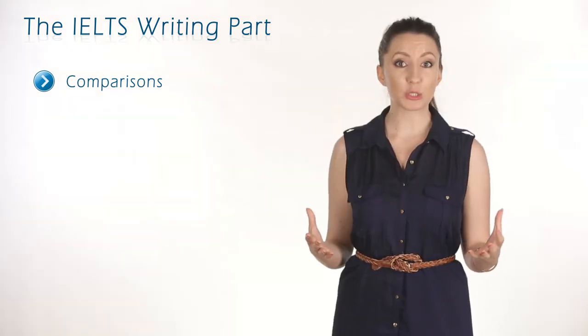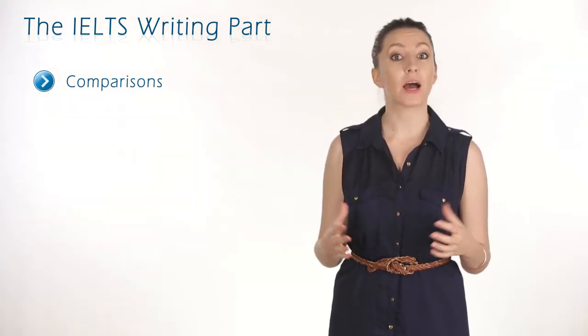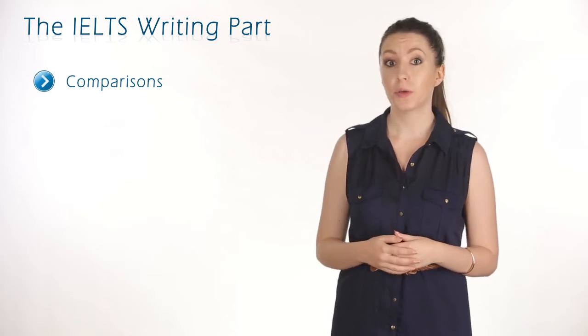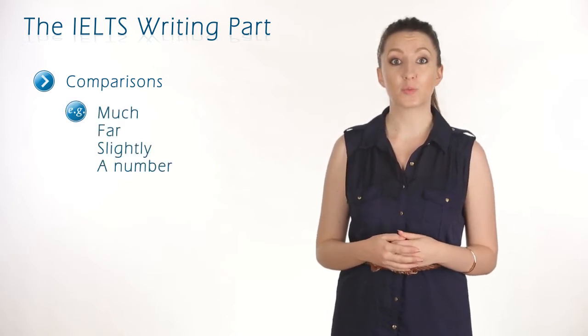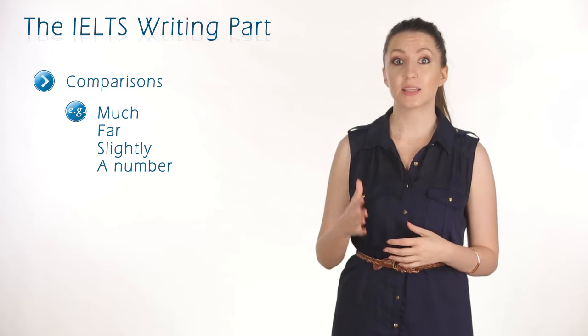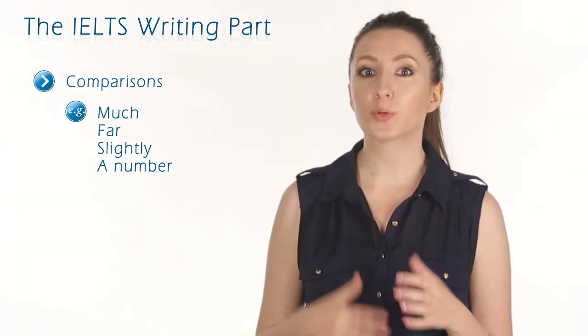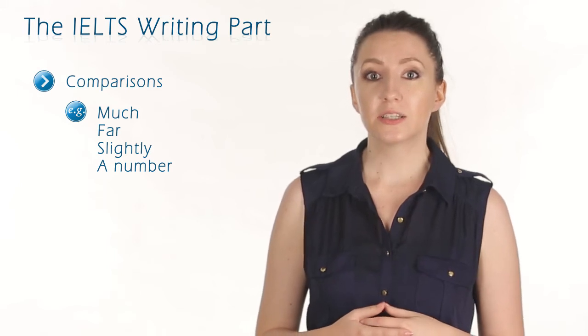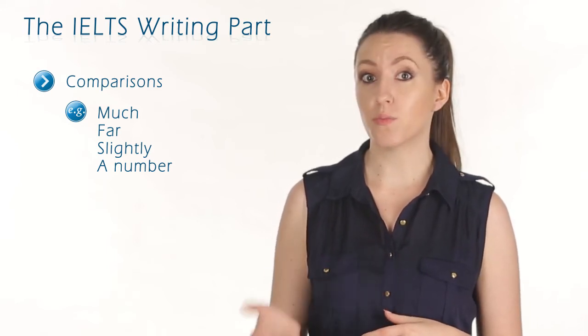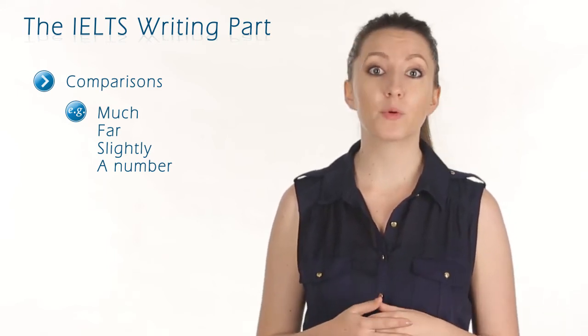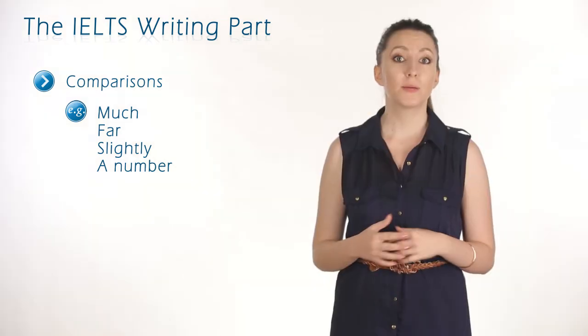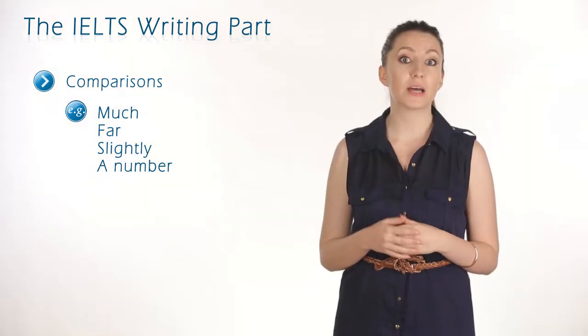Now let's move on to looking at another area that I've noticed a lot of students have trouble with. Qualifying your comparisons with much, far, slightly, or a number. This is very similar to previous things I've mentioned. The idea here is that you still use less or more or fewer, but this time you explain how much. Typically, the best way to do this is to use a number.